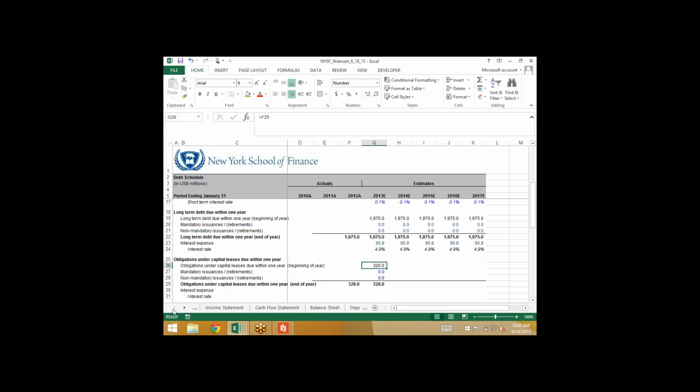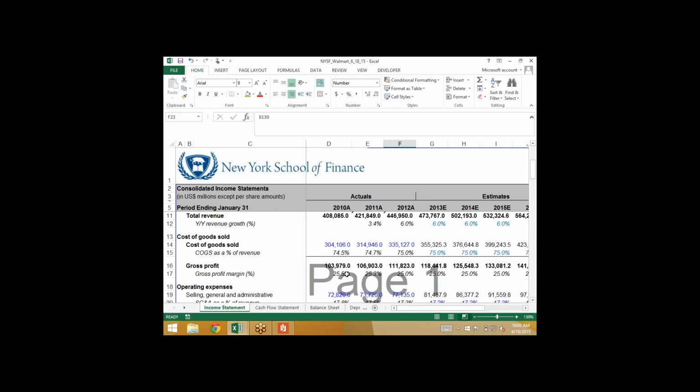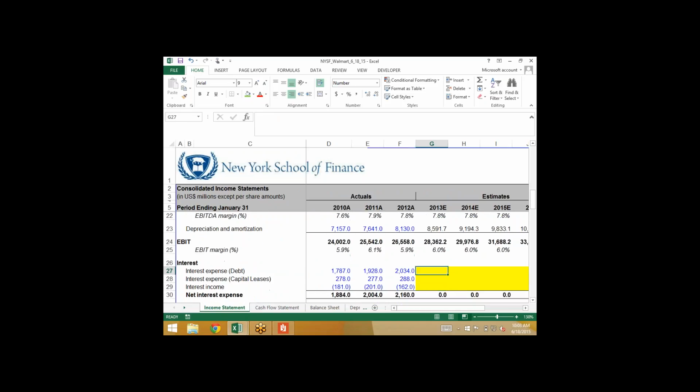It only works because they actually separated out the interest expense specifically attributable to that debt. I took the interest related to the capital leases of 288 and divided it into the average of the 2011 and 2012 capital lease obligations outstanding. I do not recommend doing that often.